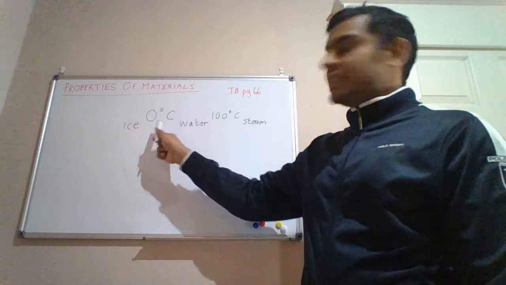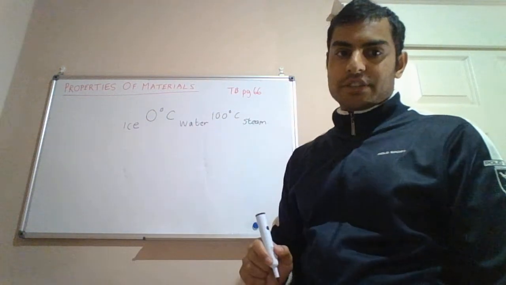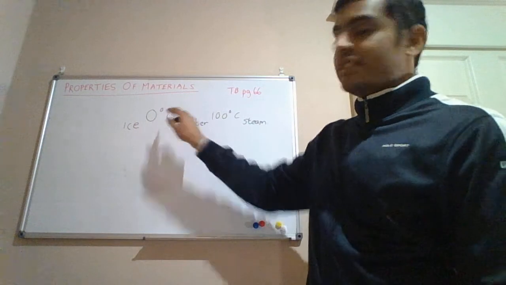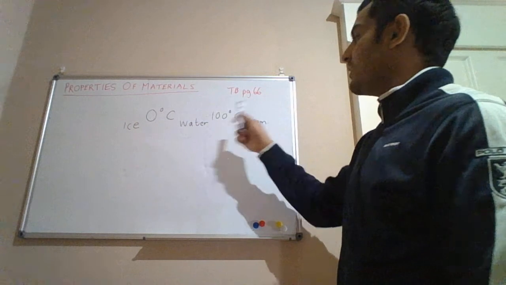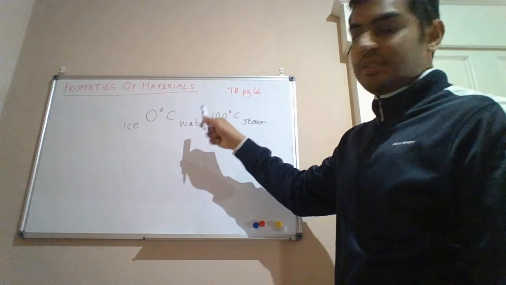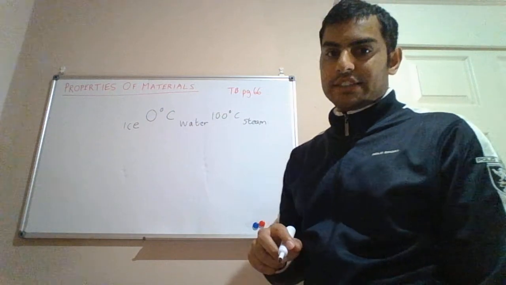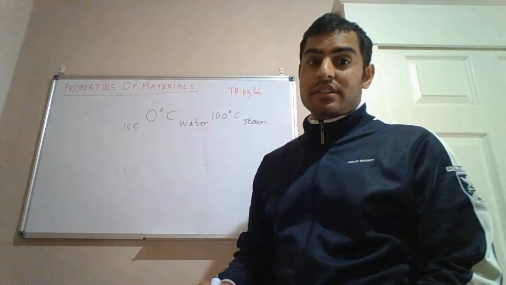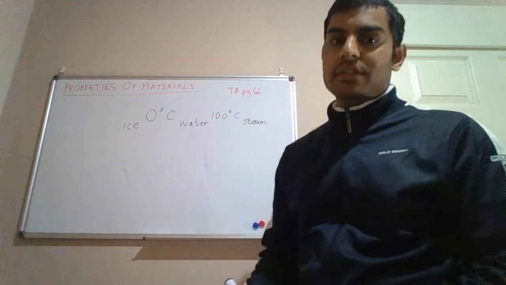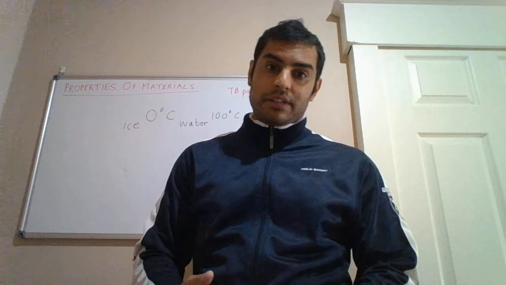So 0 degrees Celsius is where water changes from a liquid and becomes a solid, ice. So 0 degrees Celsius is our melting point. Water turning from a liquid to a gas occurs at 100 degrees Celsius. So 100 degrees Celsius is our boiling point. So all materials have melting and boiling points, it's just that some may be higher or lower.